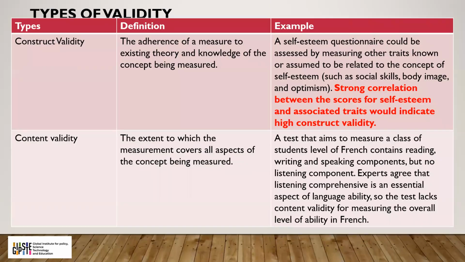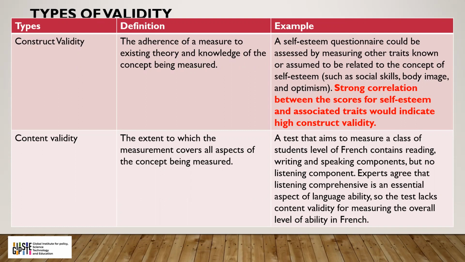Of the various types of validity, we have the construct validity that I mentioned, which is also defined as the adherence of measures to existing theory and knowledge of the concept being measured. An example for construct validity, let's take self-esteem that we looked at. A self-esteem questionnaire could be assessed by measuring other traits known or assumed to be related to the concept of self-esteem, such as social skills, body image, and optimism. So therefore, a strong correlation between the scores of self-esteem and associated traits will indicate high construct validity.